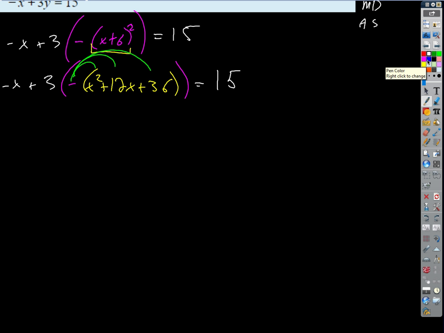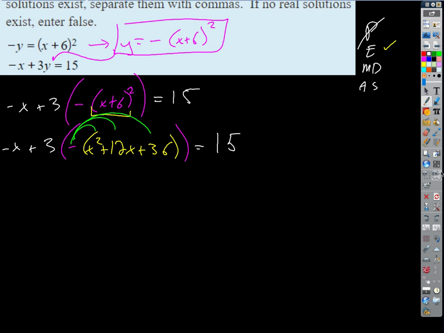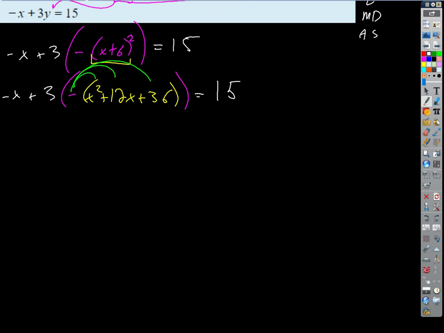Now, it brings up an important point though. We could have really complicated things where inside the parentheses I have a jumble of all these different kinds of stuff going on. So inside the parentheses, I still have to follow regular order of operations. So if we make that distribution, inside parentheses we've got a negative x squared minus 12x minus 36, and then outside we've got a positive 3, negative x plus that.